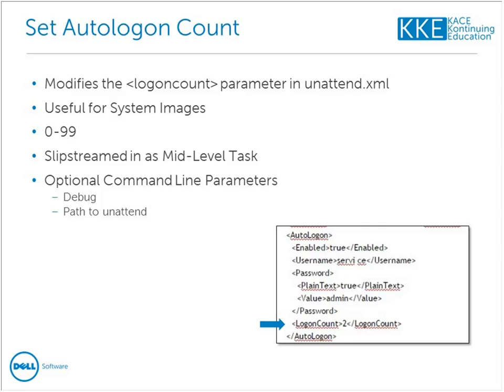There are some additional command line parameters that you can work with, although these are not required. We have a debug command that you can use. So if you're having some issues getting this to work, then you can debug it. We also, if your unattend file is for whatever reason after you've sysprepped not in the right location, you can put a path to the unattend file that you would like to change.